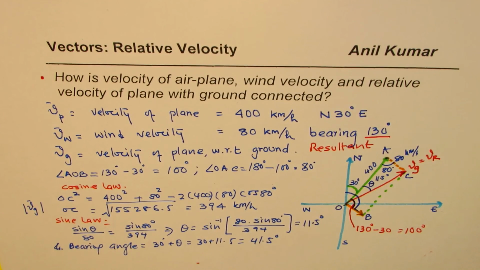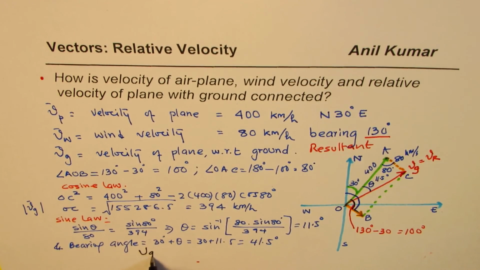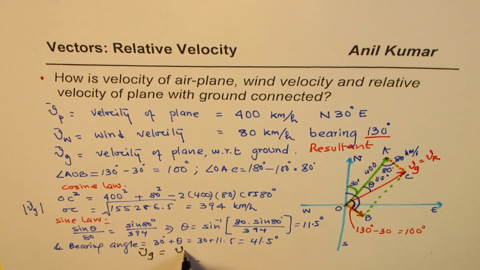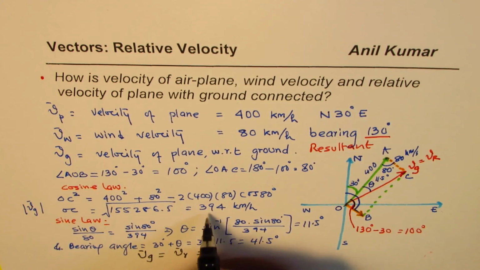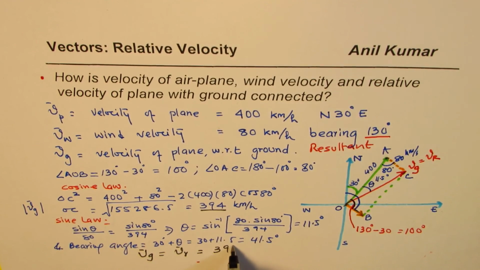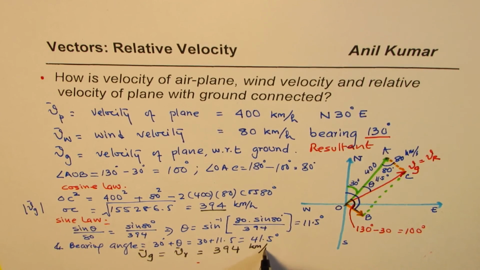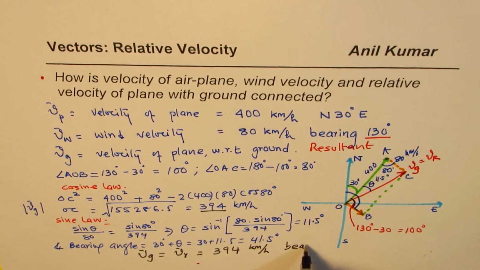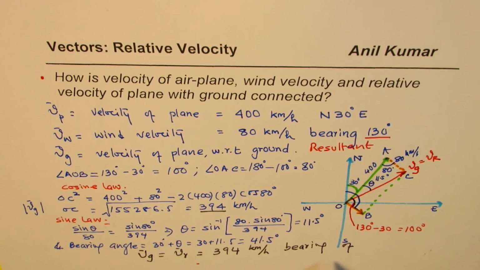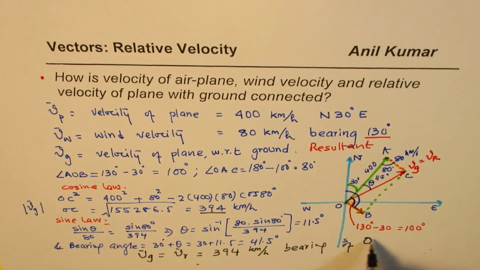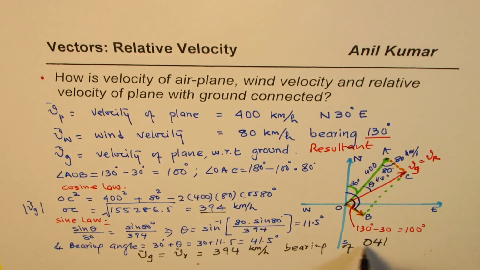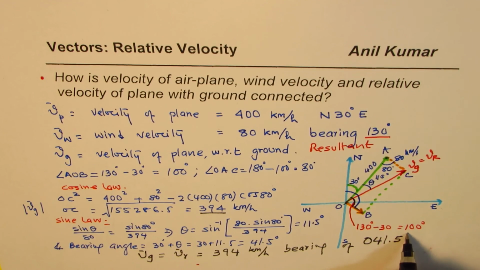Is that okay? So we got the angle and also the magnitude, and therefore we can clearly write down the resultant velocity, which is the ground velocity. The magnitude was how much? 394, okay? 394 kilometers per hour at a bearing of 41.5. So we'll write this as 041.5. Always when you write bearing angles, use 3 digits, then 0.5 degrees.